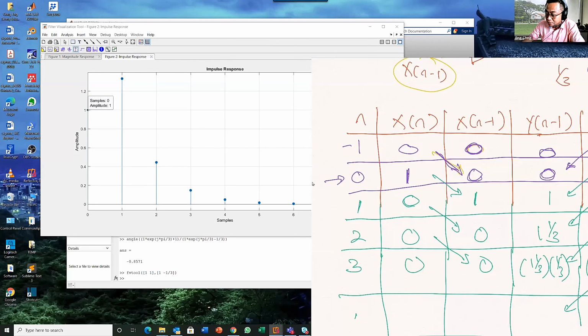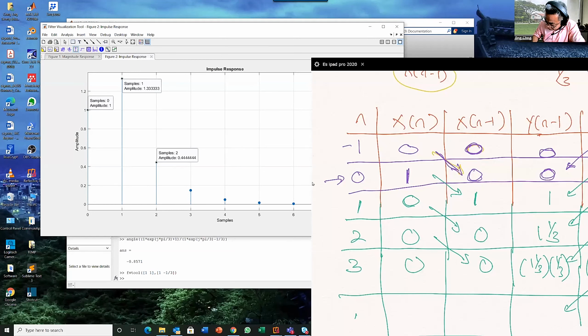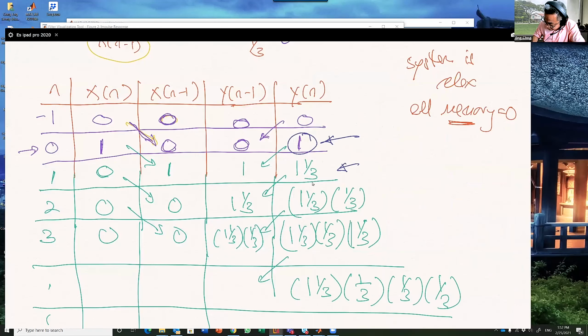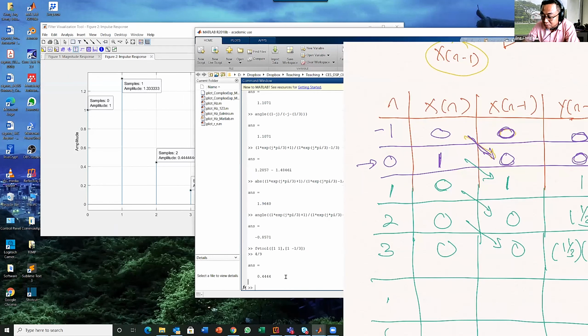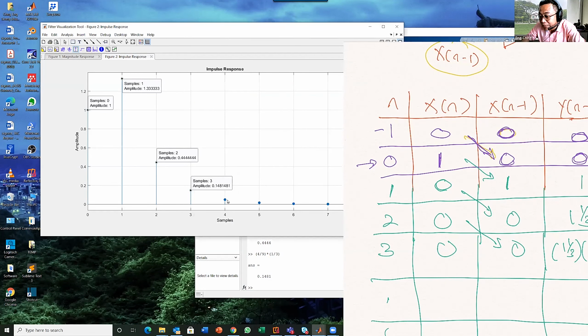Third guy, 0.44. What is my answer? 4/3 times 1/3 is 4/9, which is 0.44. So we got this correct also. What about the fourth one? We think it is that times 1/3 again. The answer is 0.1481. So we figure out how to do it now, because the next guy is again this value.